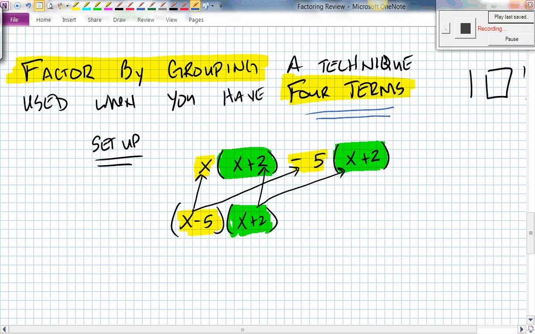And you notice right away that the x plus 2's are the same, and they're highlighted in green. You guys see that part? Well, if you have the same binomial, you are allowed to basically factor it out, which is what I have here. So this x plus 2 has come down and factored to a single binomial, and that leaves you with x minus 5 as another binomial.